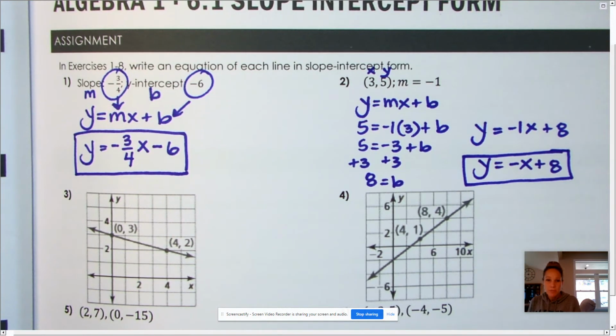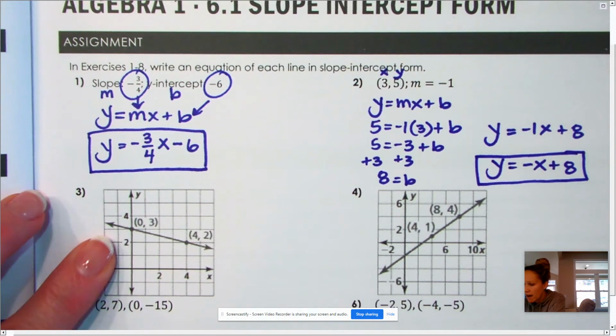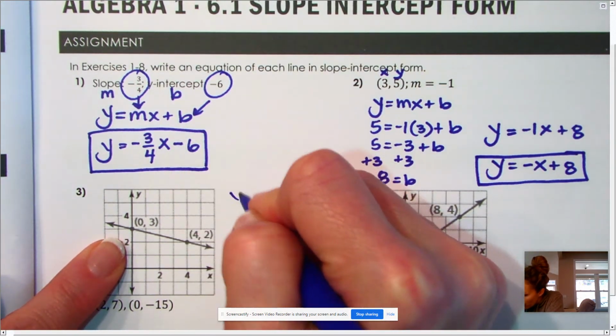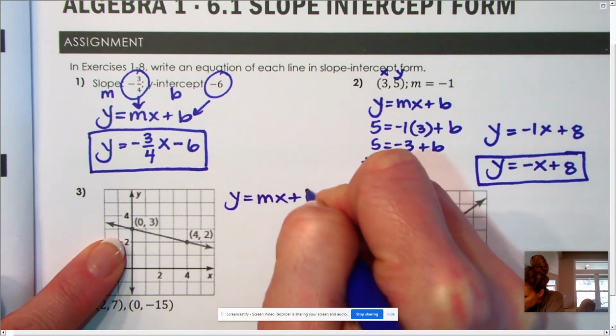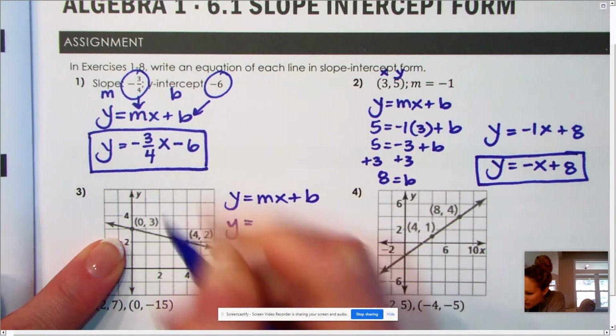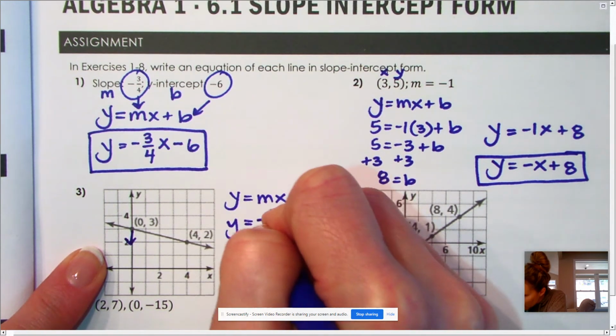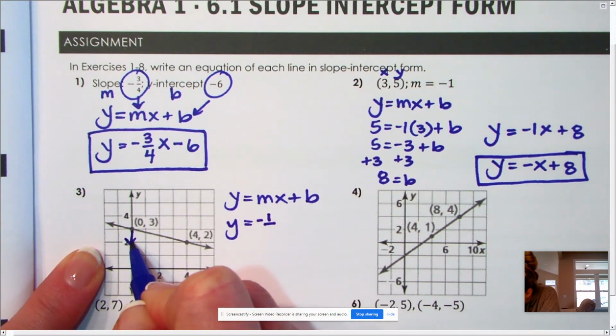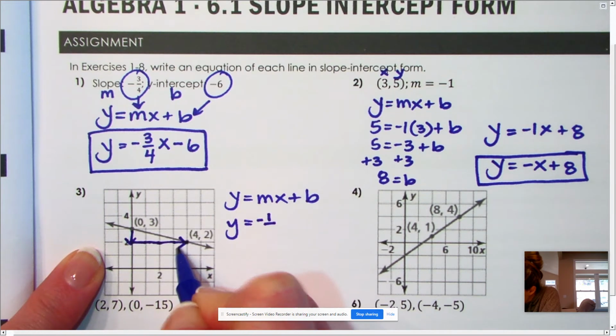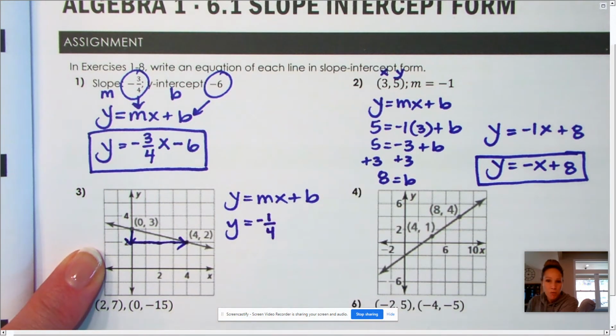Okay, question number 3. We have some information on a graph. So y equals mx plus b. I'm always going to have y equals. I need to find the m. M went down by 1. And let's see how far we went over by 1, 2, 3, 4. So down by 1, over by 4.